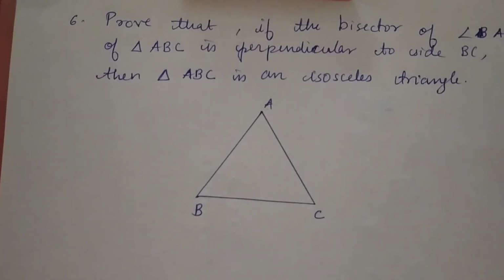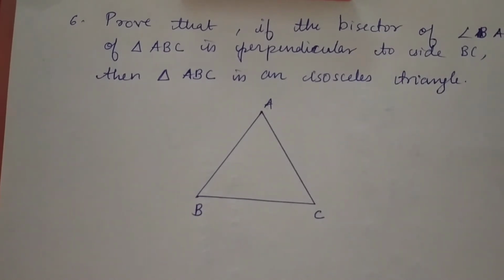Coming back to 6th question. Prove that if the bisector of angle BAC of triangle ABC is perpendicular to side BC, then triangle ABC is an isosceles triangle. So in this question we have to prove that this triangle is an isosceles triangle.